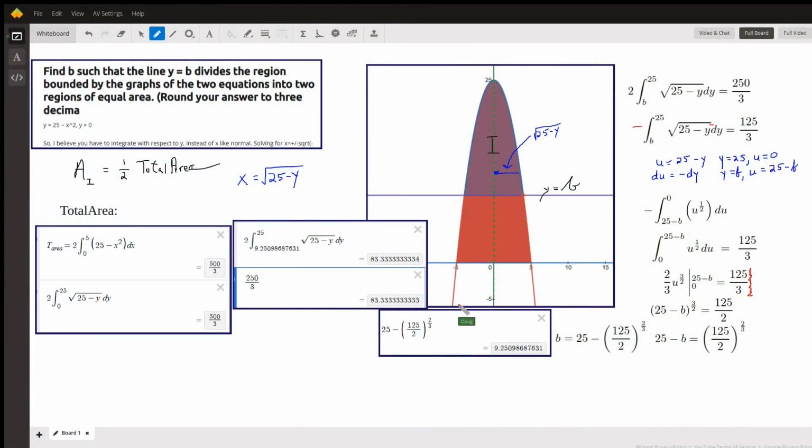Here's the graph of y equals 25 minus x squared. It's just a parabola opening downward. The vertex at (0, 25). The axis of symmetry is this green dashed line.